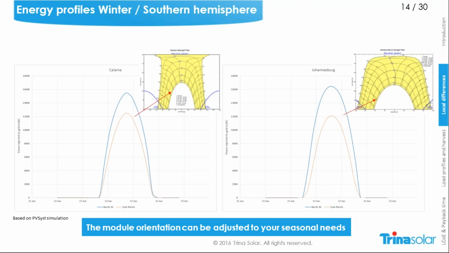If you now compare this with the southern hemisphere, then you can see that there's still a difference. The difference is, for example, lower than in Stockholm, but you can also see, for example, Kalmar, which is much closer to the equator. The difference between the east-west and the north-oriented system is smaller than in Johannesburg, which is further away from the equator. And you can also see from the curve that it's smaller. So not only is the peak lower, even the curve width is smaller, which means for sure that you harvest less energy.